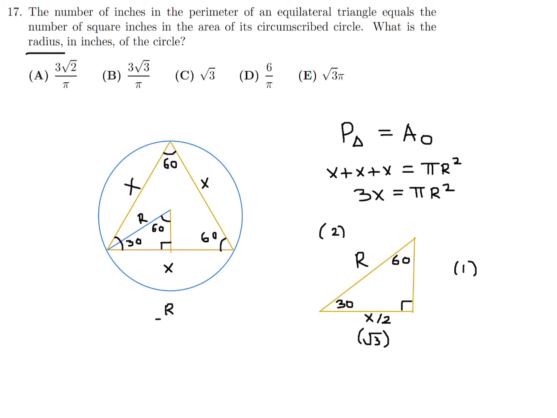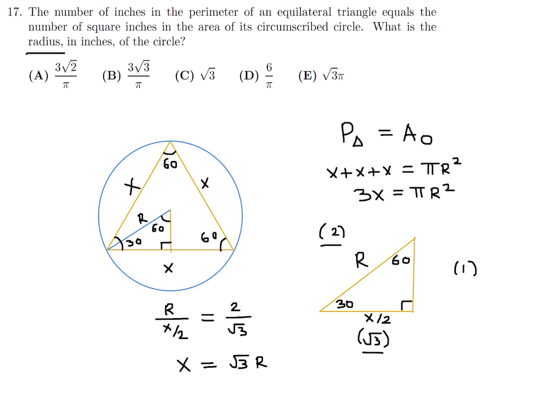R over x over 2 is equal to 2 over root 3, because that is the ratio of the sides of a 30, 60, 90 triangle. So solving for this, cross multiply and you get x over 2 times 2, which is just x, equals root 3 r. And there you have it.